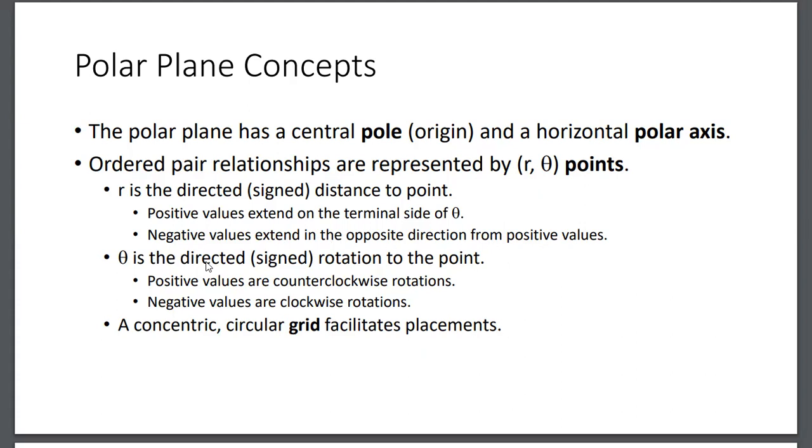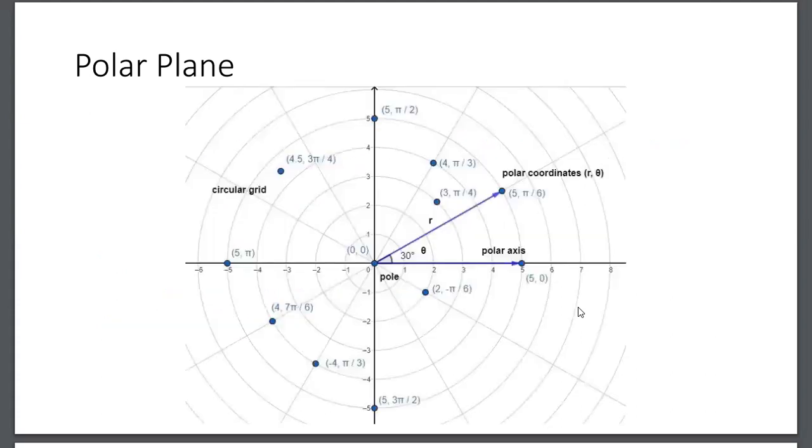Theta is the directed, signed, positive or negative, rotation to the point. Positive values for theta are counterclockwise rotations, and negative values are clockwise rotations. A concentric circular grid facilitates placements. Here we see the polar plane, the pole, the origin here, and along the horizontal is the polar axis.